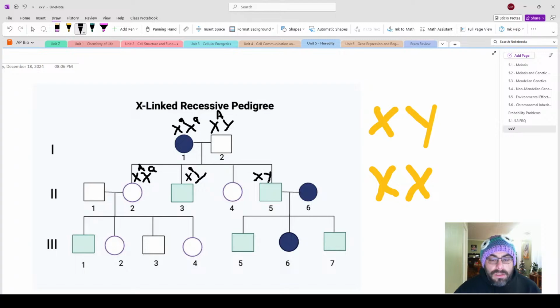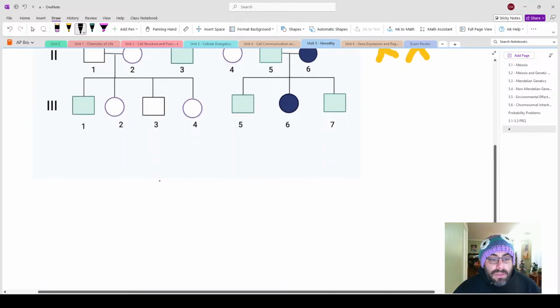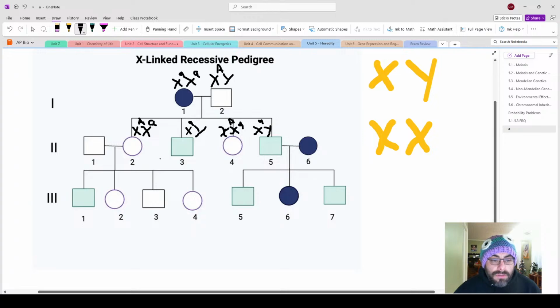Why? Because they get their X from mom, and mom only has little a's on her X's, right? And the females are only going to be heterozygous, every one of them. Dad only has a big A, and mom only has a little a, right? And so there are only two possible genotypes in this particular family for children. And that bears itself out in their children, or in their grandchildren.